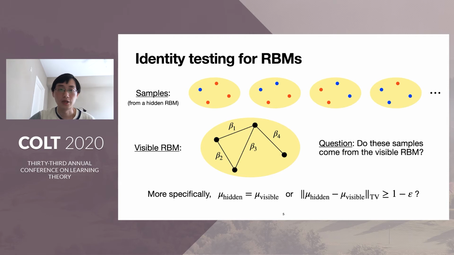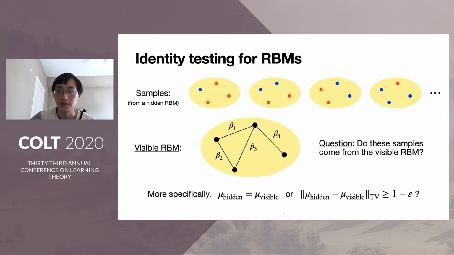So here is a picture showing the problem of identity testing for RBMs. Suppose that we are getting some samples from a hidden RBM, for which we only know the assignment of spins to vertices, but we don't know the graph and the beta. And also we are given a visible RBM, where both the graph and the beta are given explicitly. And we need to tell if these samples come from the visible model or not.